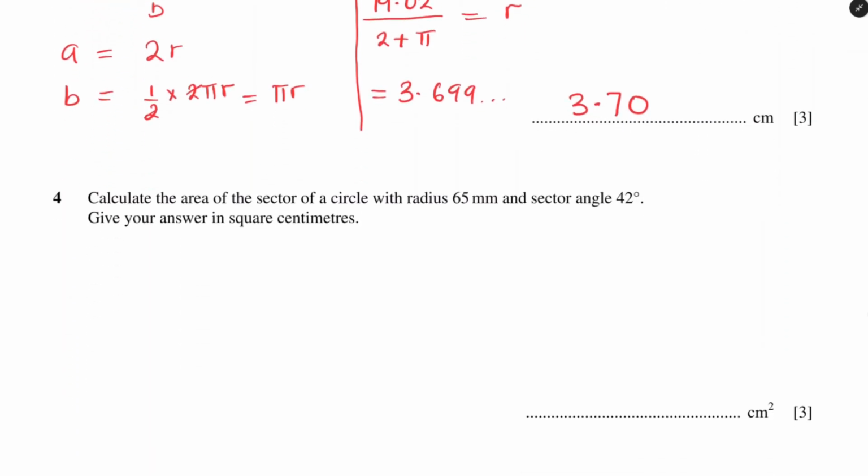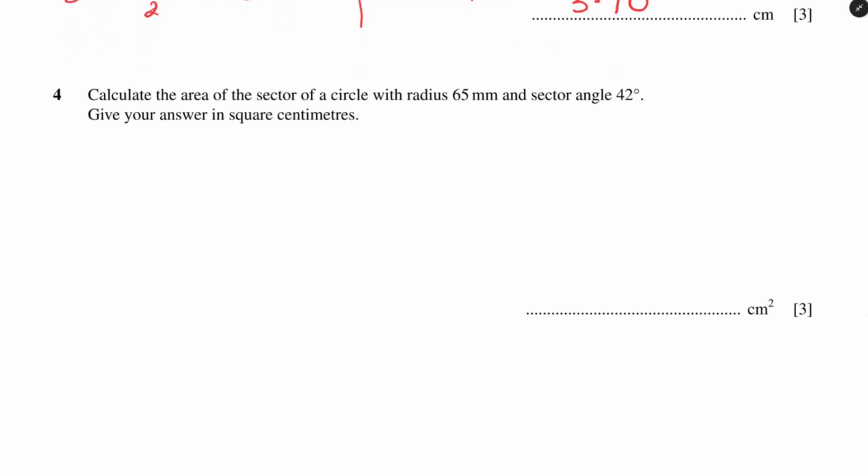Let's move on to the next question here. Question 4. Calculate the area of a sector of a circle with radius 65 millimeters and sector angle 42 degrees. Since we've not been given a diagram here, I will advise you draw a diagram. This helps you to visualize what you're doing. Okay, so here is my sector. I've been told that its radius is 65 millimeters and its angle is 42 degrees.